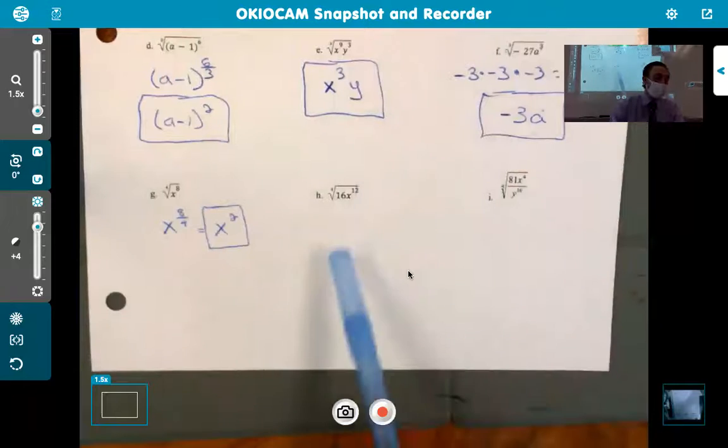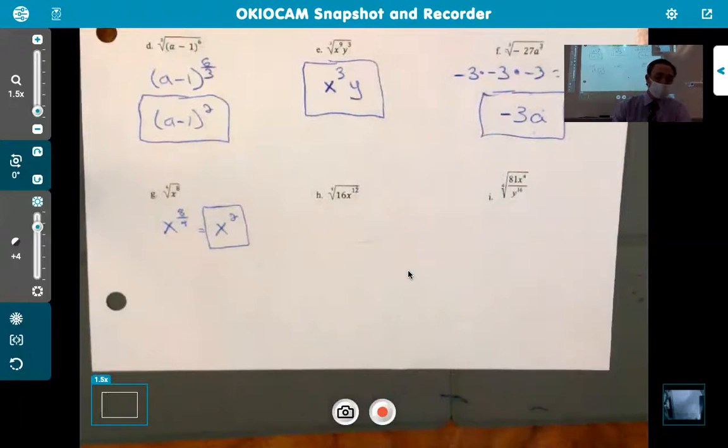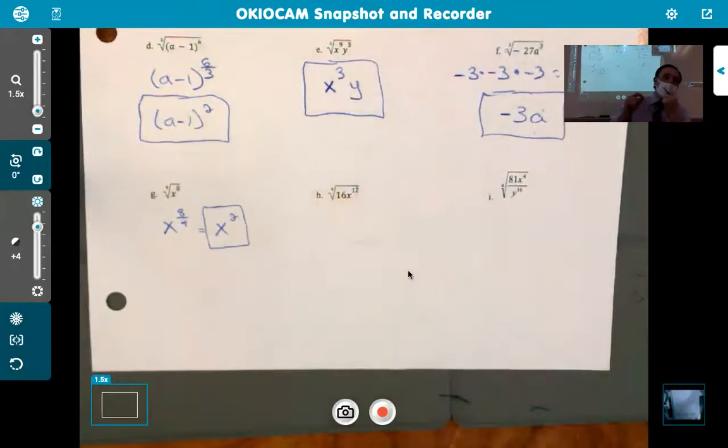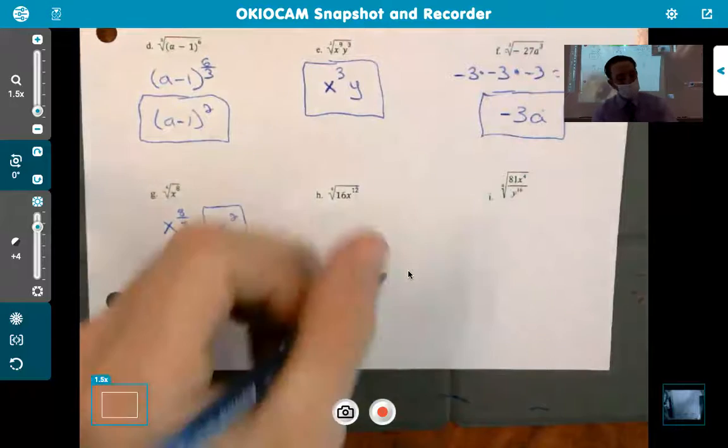So if I go to part H here, this example, I have to worry about the index, which is 4. Then I have to worry about any constant terms. Well, what's the fourth root of 16? 2. So careful again. I'm not taking a number and multiplying it by 4. I'm taking a number and multiplying it by itself 4 times. So at home and in here, we both said 2, right?